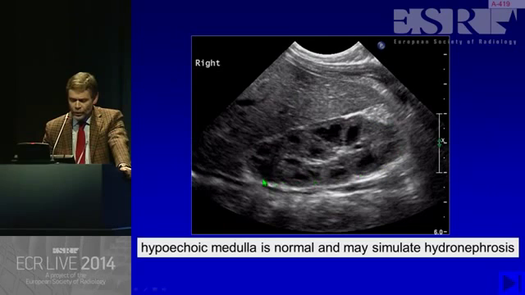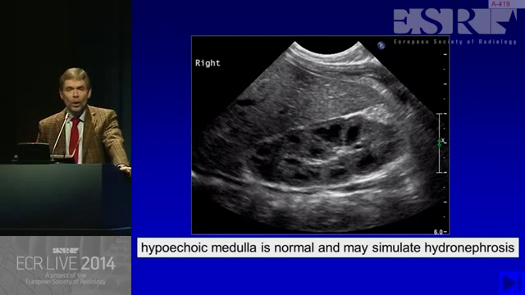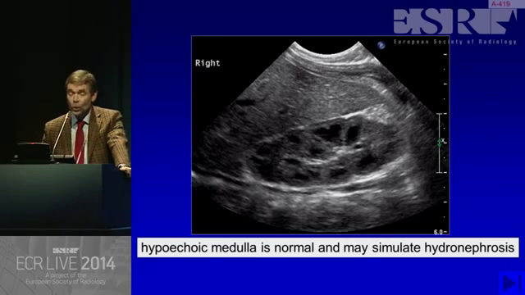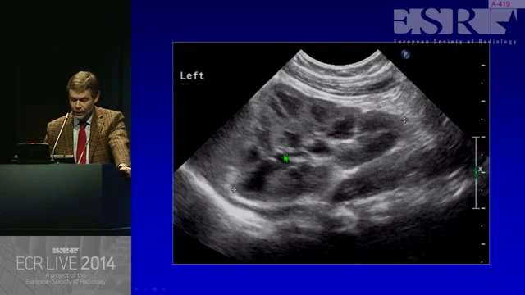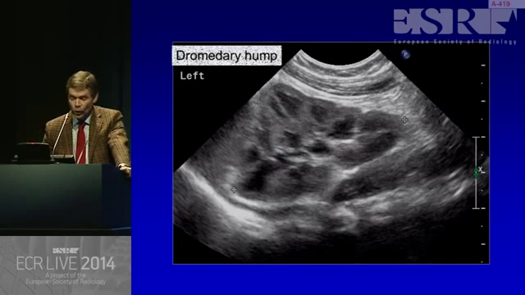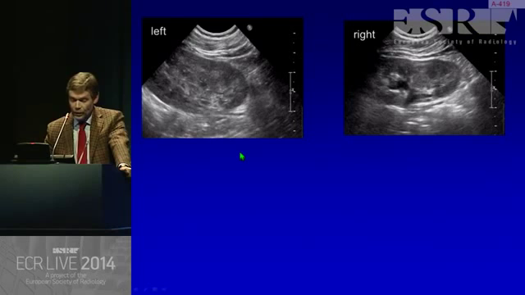This is also a peculiar aspect of the kidneys in children. The medulla is quite hypoechoic. For people who are not familiar with it, it can be mistaken for hydronephrosis. So one should be aware of that. This is normal medulla, normal pyramids, and it can be so black in children. It's completely normal. Of course, we all know the dromedary hump, like this in the left kidney, sometimes a little bit on the right kidney.